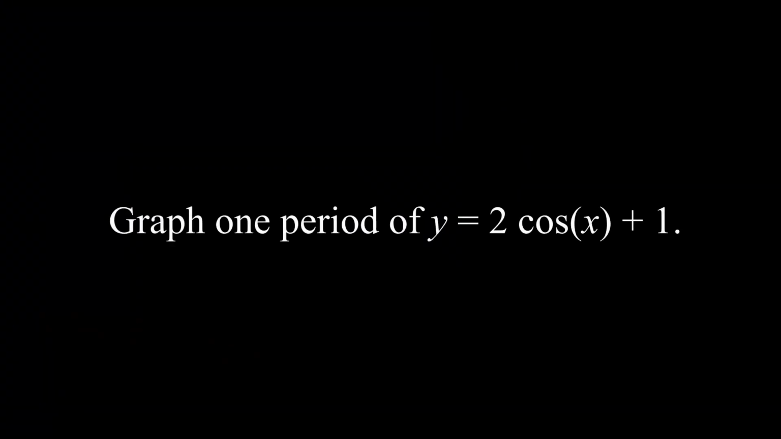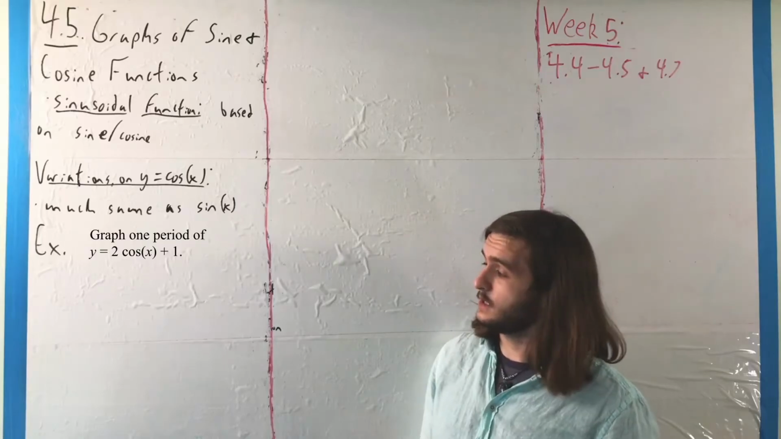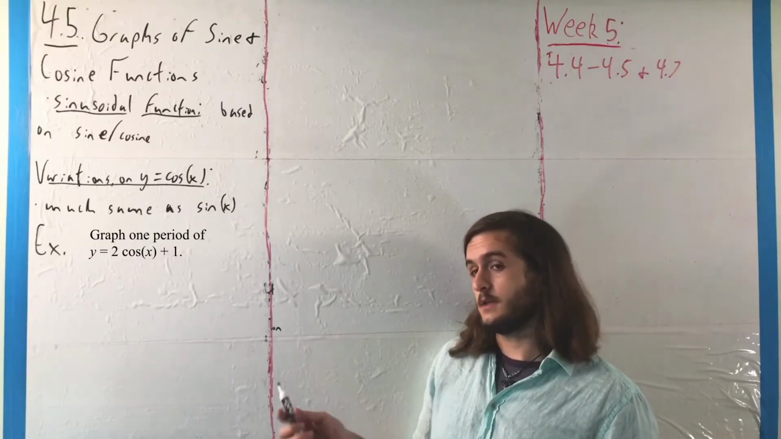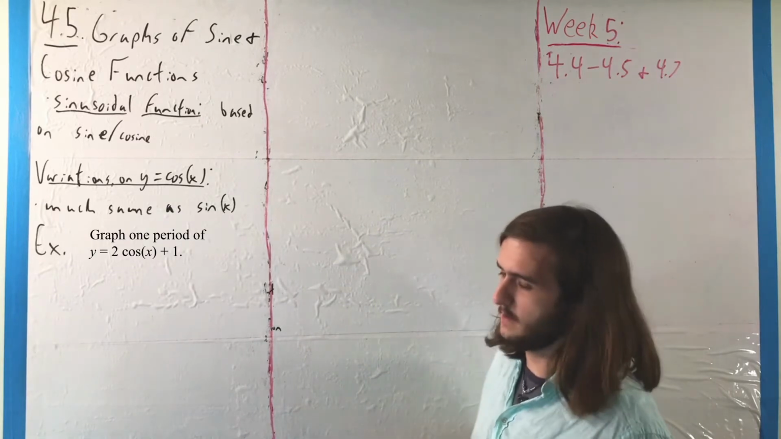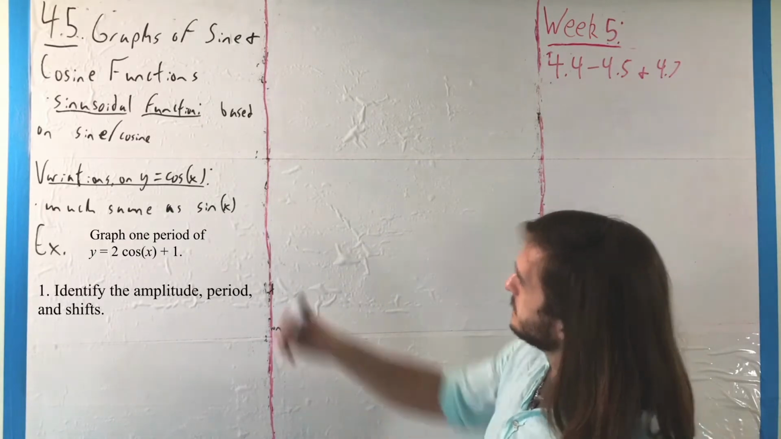So for our last example with this, we want to graph one period of y equals 2 cosine x plus 1. Where it's very important to notice here, we have x on the inside and that plus 1 on the outside. So we're finally going to have that vertical shift that I talked about. Here, same idea though.